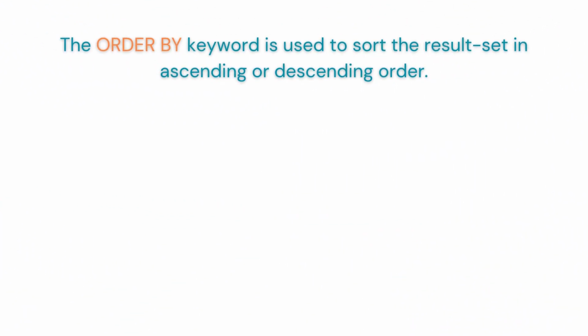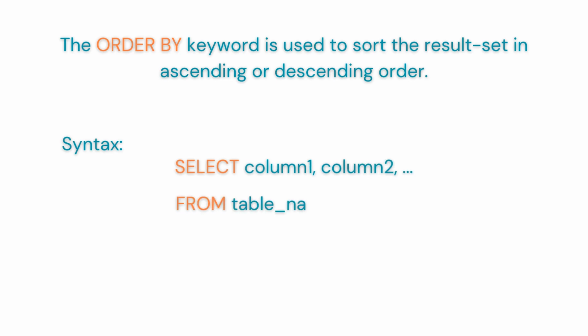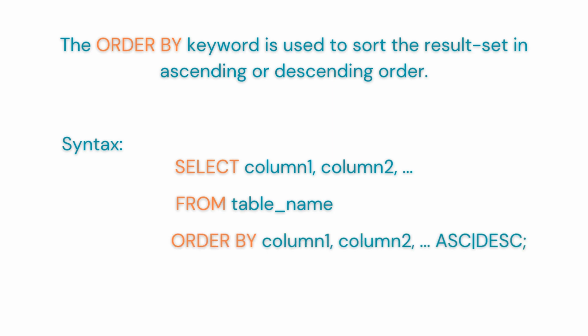Moving on to the SQL ORDER BY, this is used to sort the result set in ascending or descending order. And the syntax for this is SELECT column1, column2 and more FROM table_name ORDER BY column1, column2 and more, ASC or DESC. Here, ASC represents ascending and DESC represents descending. And if you are not mentioning this, the query gives ascending order by default, but if you need descending order, then you have to mention DESC in the query.